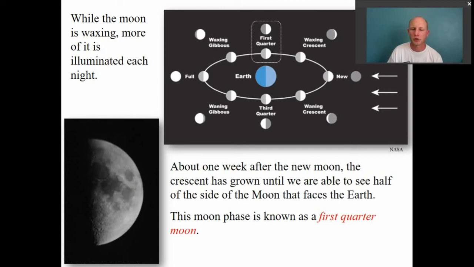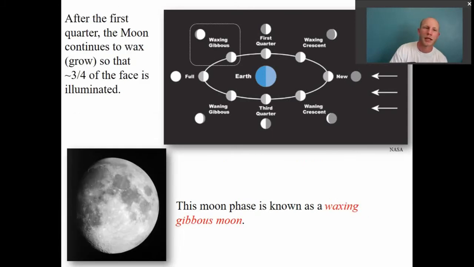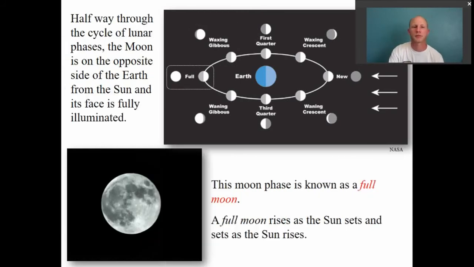About 1 week after the new moon, the crescent has grown until you're able to see half of the side of the moon that faces the Earth. This moon phase is known as the first quarter. After the first quarter, the moon continues to wax, meaning it grows so that three quarters of it is illuminated. So now we're seeing more and more of it. We call this the waxing gibbous.